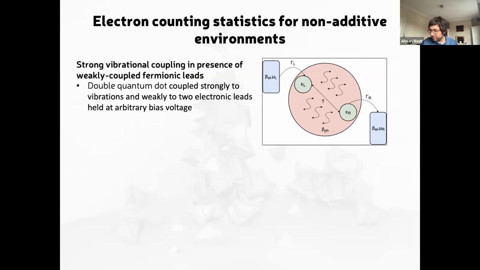Okay, I'm aware I'm running a bit low on time, and I wanted to take some questions if there were any, but very briefly, I'll just mention that we can do similar things for the case of counting statistics in transport problems. So here we've got a double quantum dot system that's weakly coupled to a left and right lead that give rise to current through the system. They're held at some different bias voltage here in this example, and then we've got strong coupling of the dots to phonons in the central region.